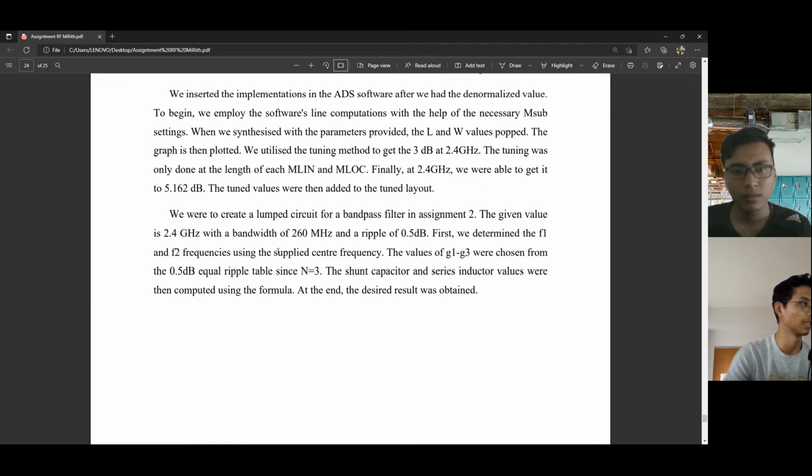Next, we create a lump circuit for the band pass filter. With the given information, we determine the F1 and F2 frequencies using the center frequency, and then from the value of N, we get the value of G, and then the shunt capacitor and series inductor are calculated using the formula, and the desired result was obtained.